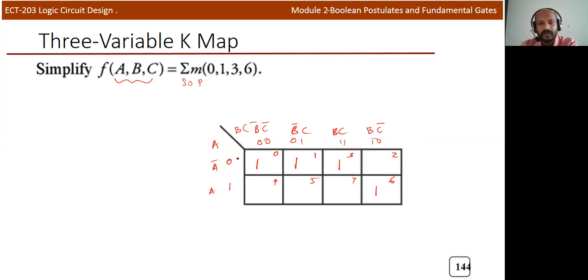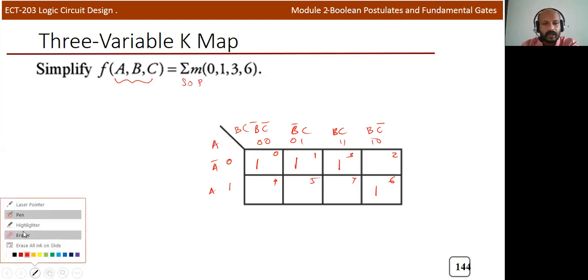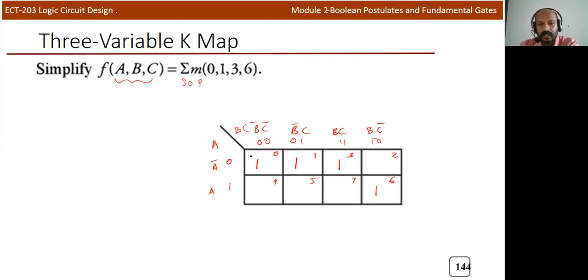Okay. Now we need to group this. And if you group this, you can consider two ones here. Okay. So the term corresponds to this group as A bar. Okay, in row wise A bar is common. In column wise B bar is common. Okay, and you can consider group 1, 3, min term 1 and 3. And if you group min terms 1 and 3, again you can write A bar common in row wise. Column wise you can see that C.